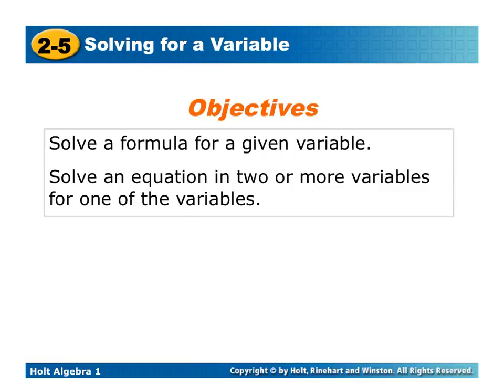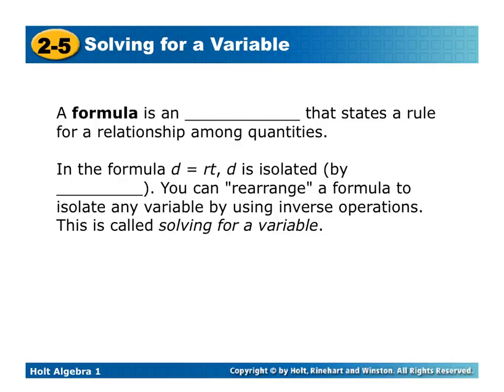Alright, so today we're going to be taking a look at solving formulas for a given variable, and to solve an equation with two or more variables for one of the variables. A formula is an equation that states a rule for relationship among quantities. So for example, in the formula d equals rt, d is isolated, or in other words, by itself. And you can rearrange a formula to isolate any variable by using inverse operations, and this is called solving for a variable.